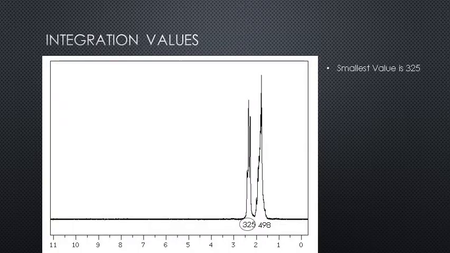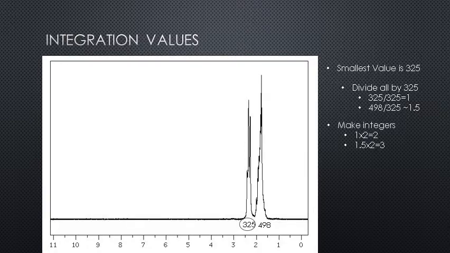Now if we look at our integration values, you'll see that the smallest number, which is circled, is 325. And so like I said, you have to divide all the values you see by the smallest. When you do that, 325 divided by itself is obviously 1. But 498 divided by 325 is about 1.5. Now you can't have half a proton, so you have to multiply these by 2 to make them all integers. So 1 times 2 is 2, and 1.5 times 2 gives you 3.